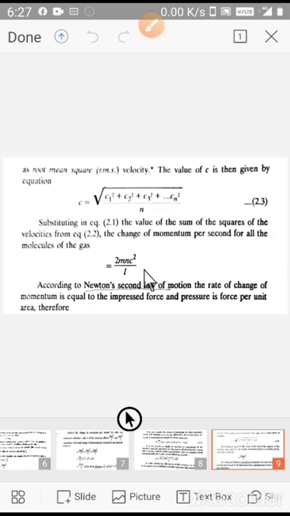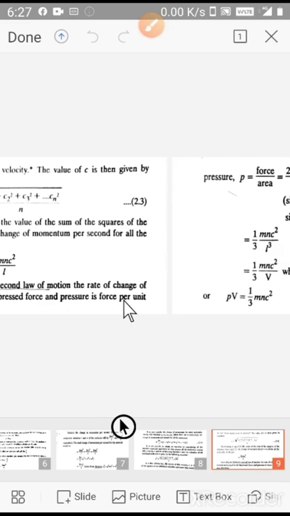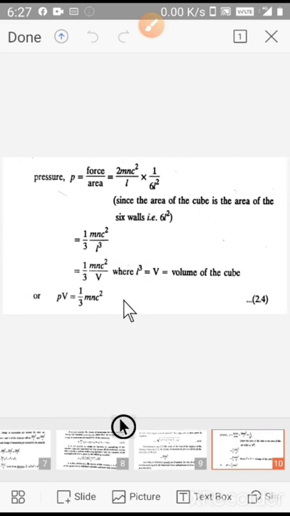According to the second law of motion, the rate of change of momentum is equal to the impressed force, and pressure is also given by force per unit area. Therefore, in terms of pressure, we can apply it. Pressure is equal to force upon area. This was the value of the force, and the area of the cube is equal to 6L square.